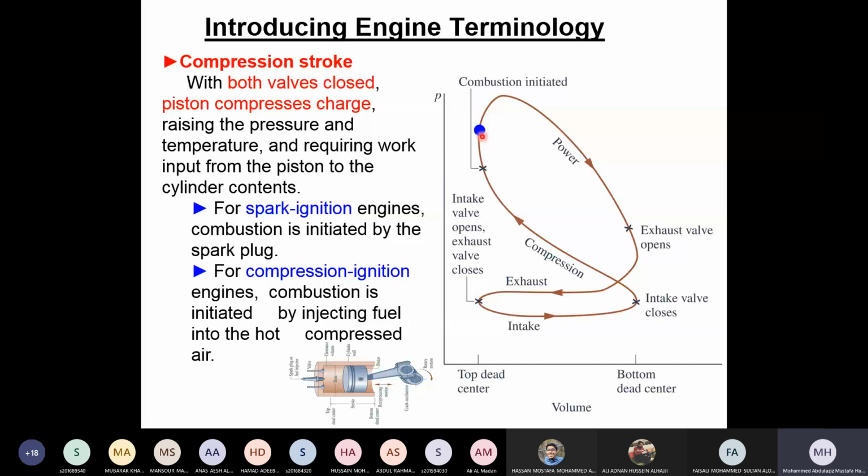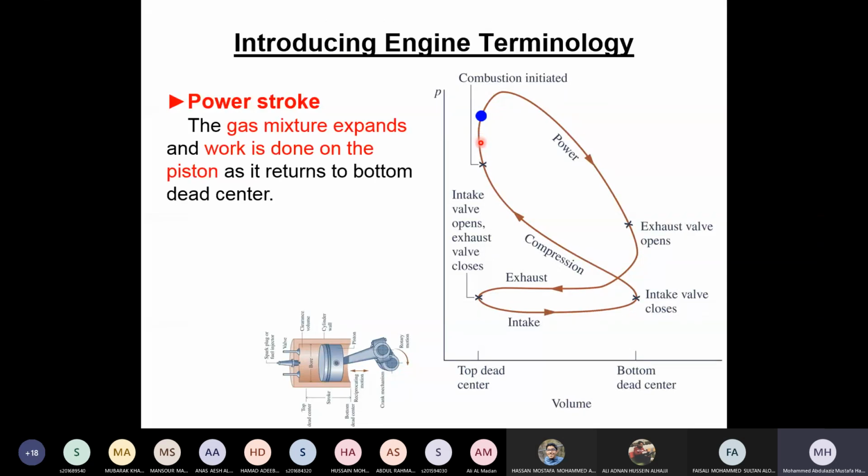All right, we understand these two strokes. Intake, which is suction, what we call the suction stroke, means that you take the charge in. Then this is compressed up to this point. Then the third is what's called the power stroke. Now we have the spark.